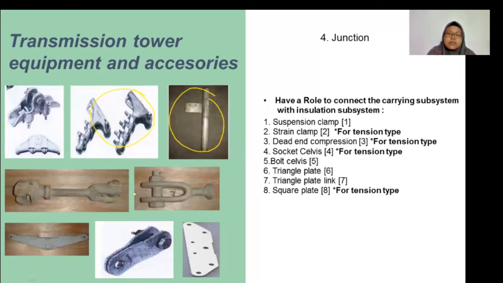The number 4 is socket clevis. Socket clevis is used to connect the insulation bolt with the hot yoke. And after that, there are bolt clevis, triangle plate, triangle plate link, and also square plate. This is square plate. The function of square plate is for holding conductor.